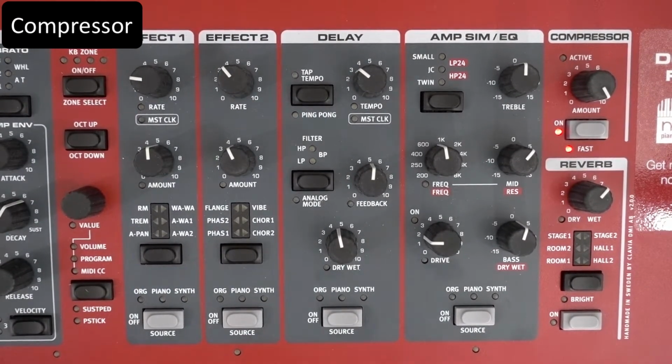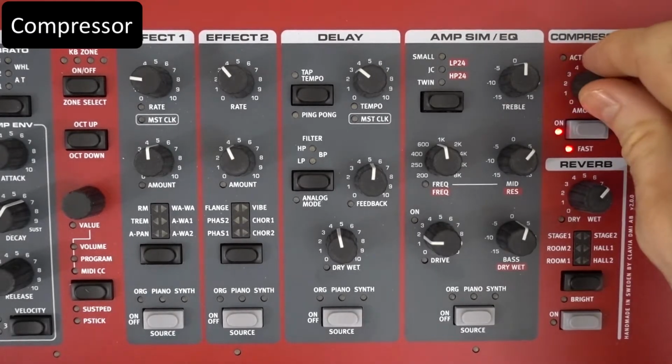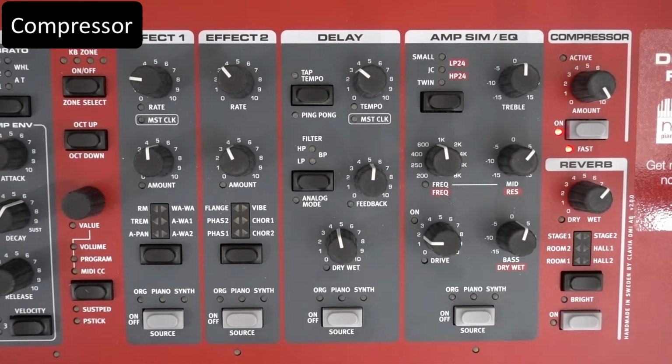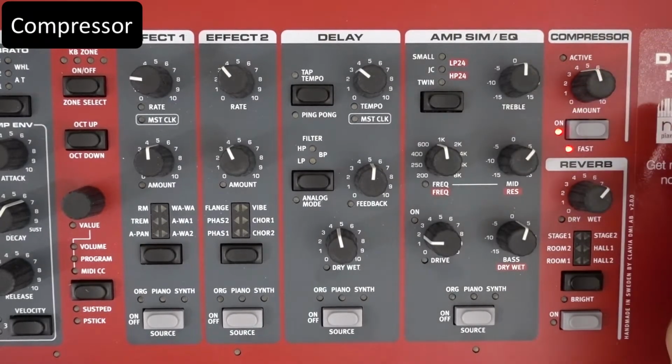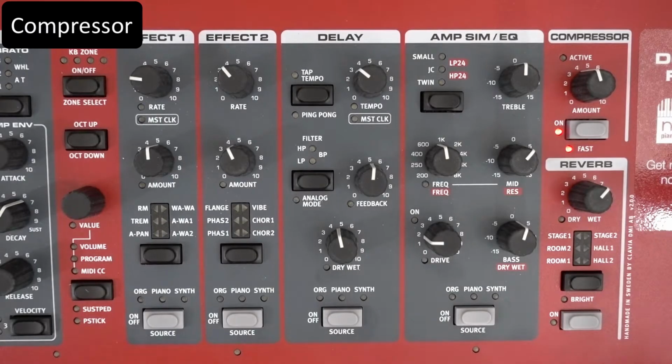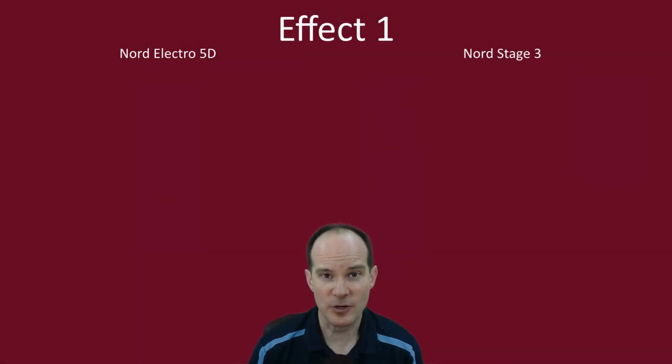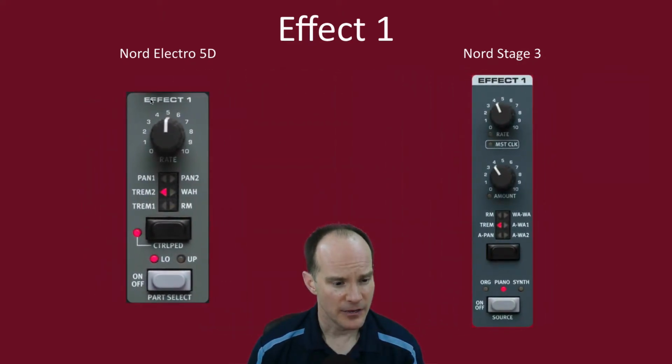It's really kind of hard to give you an exact over-the-top example of compression, but the compressor on here affects the entire keyboard, which it doesn't on the Nord Electro. All right, now the Effect 1 area of the keyboard. The Electro 5D and the Nord Stage 3 both have similar effects. And by the way, when I say Electro 5D, I'm really talking about the entire Electro 5 family. So these are oriented a little different, but essentially they're the same.